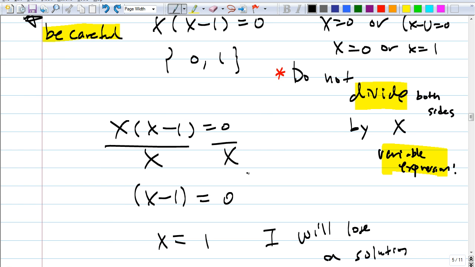Because if you keep doing it, why not then divide both sides by x minus 1, right? Then you get 1 equals 0. Then there's no solution, right? 1 never equals 0. You can't do that. So do not divide both sides by a variable. You could divide both sides by a GCF if it's a number. Okay, if it's a number, it's fine. Not a variable. So be careful.